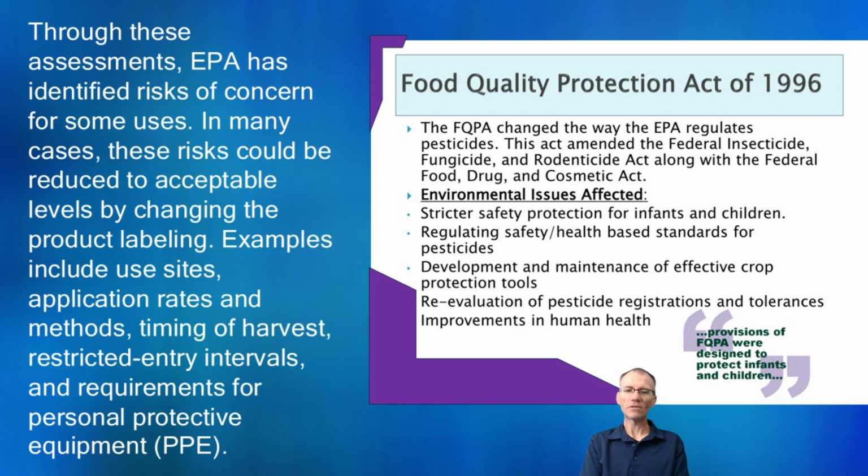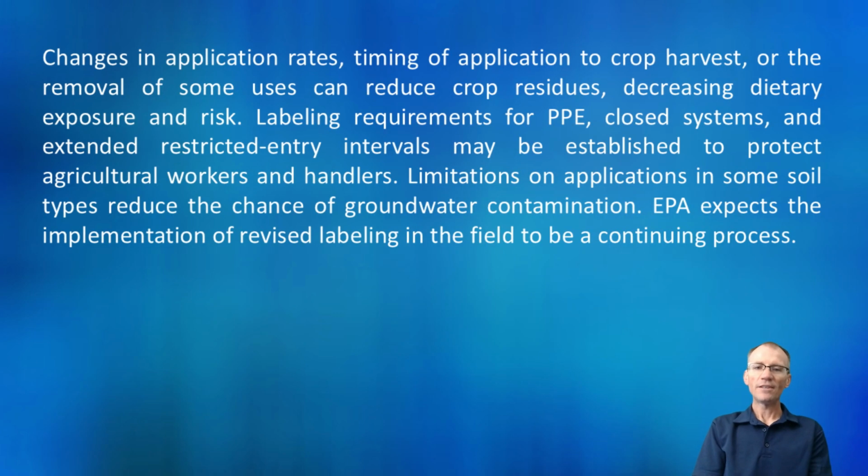Examples include use sites, application rates and methods, timing of harvest, restricted entry intervals, and requirements for personal protective equipment (PPE). Changes in application rates, timing of application to crop harvest, or the removal of some uses can reduce crop residues, decreasing dietary exposure and risk.